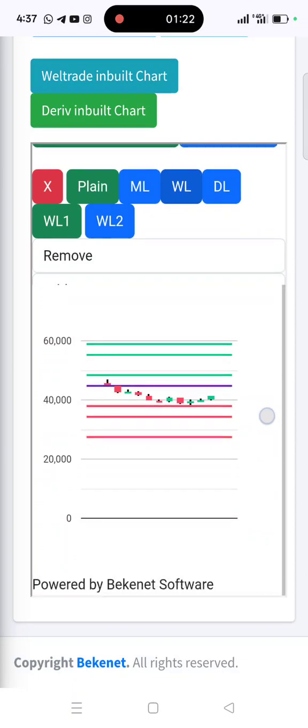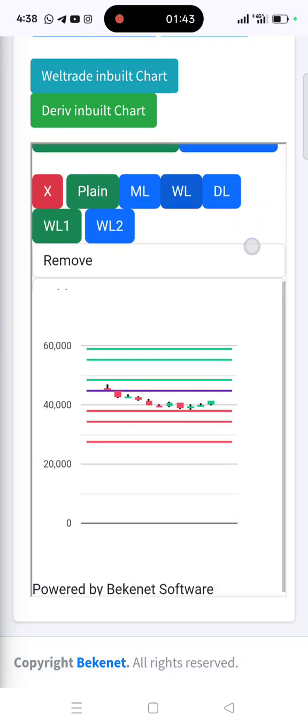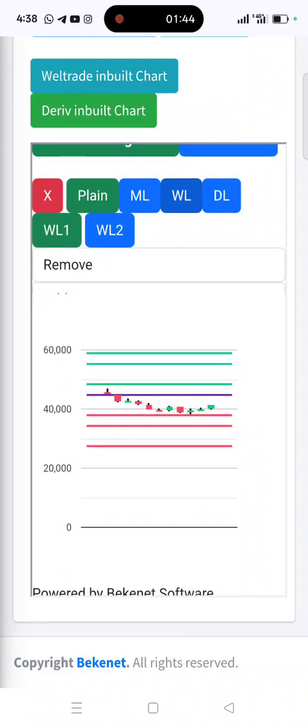Now WL has enough space between this level and the pivot. The pivot level is the purple. Okay, so the trade went down to touch the key level at the bottom and is now doing a pullback to the pivot level. So right now let's check with the previous week, which is WL1.